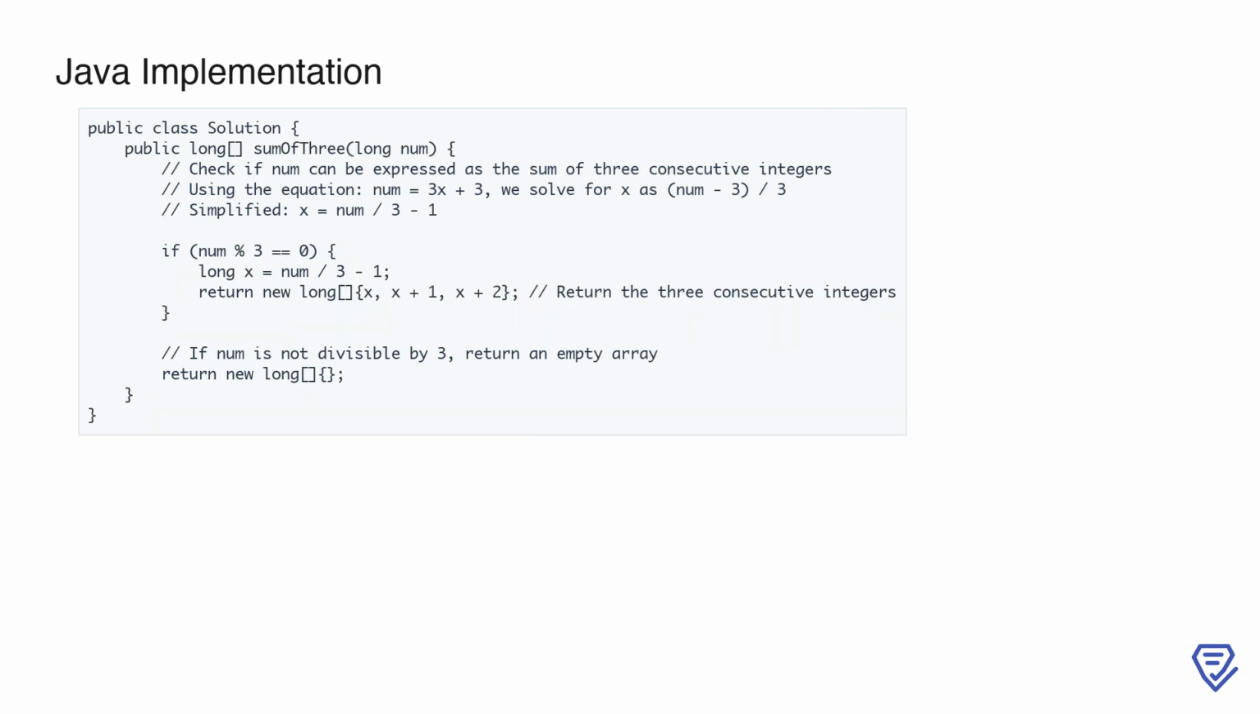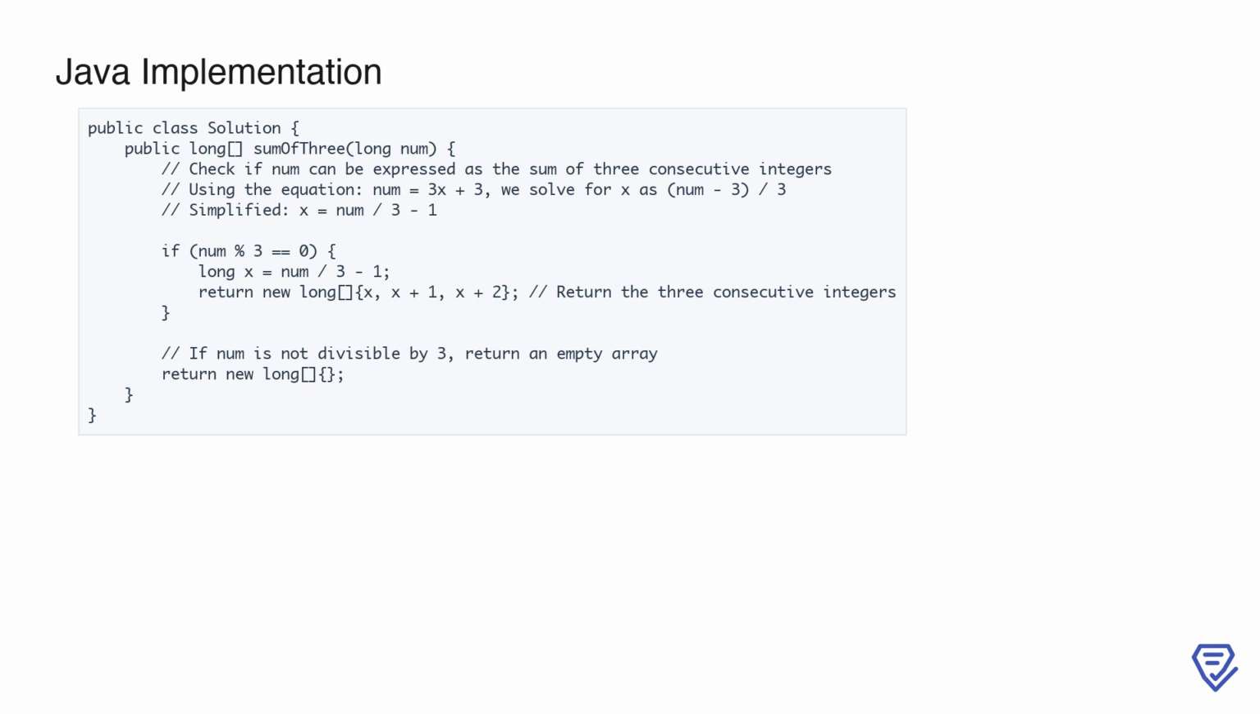This is the Java implementation of LeetCode problem number 2177. Find three consecutive integers that sum to a given number. The logic is identical to the Python implementation. The method checks if the input number can be expressed as the sum of three consecutive integers using arithmetic calculations.